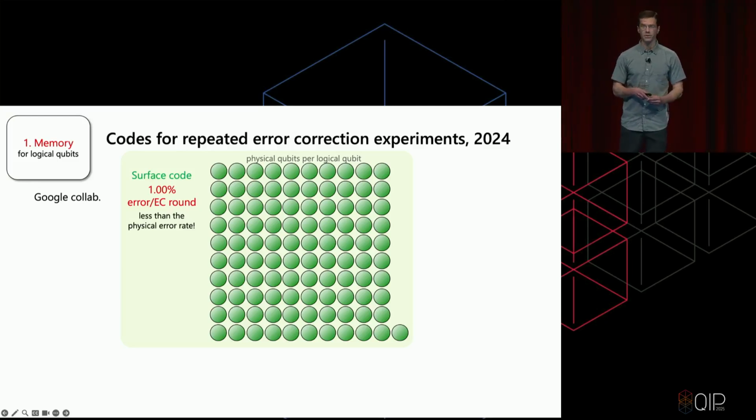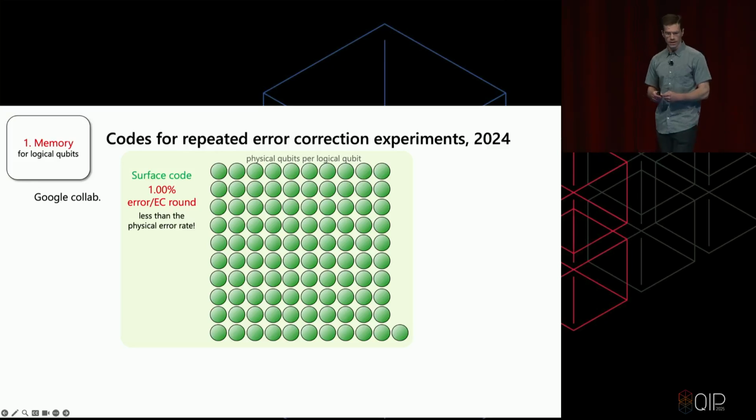So here they use the surface code. The surface code that they used took 101 physical qubits to represent one logical qubit. And they demonstrated that per round of error correction, the error rate on the logical qubit was 1%. This is interesting because it is actually less than the physical error rate. So the logical qubit is better protected than the physical qubit, which is quite nice.